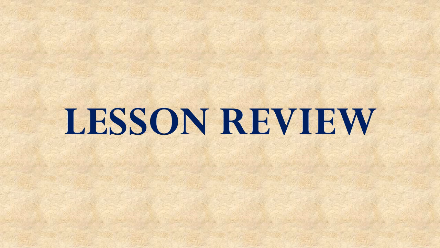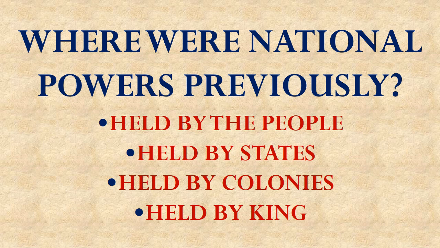So now let's review what we learned in this lesson. Where were national powers previous to them being given to the national government? Were they held by the people, held by the states, held by the colonies, or held by the king? The correct answer is they are powers that were held by the states, that then the people chose to take from the states and give to the national government.